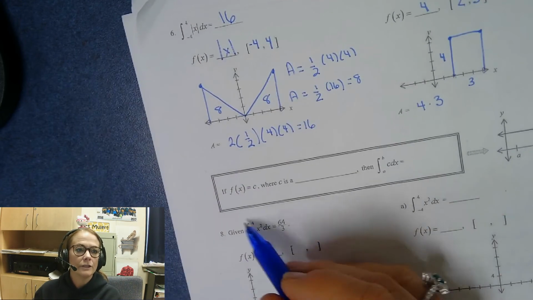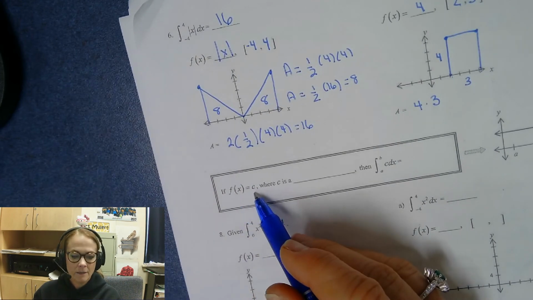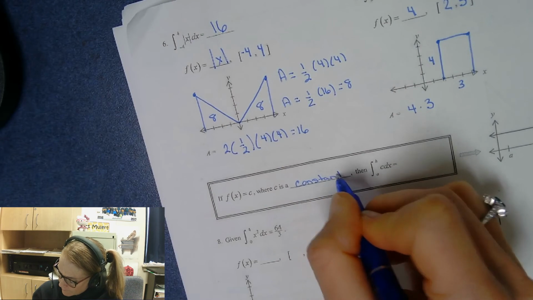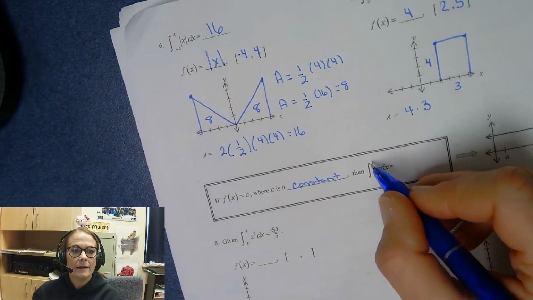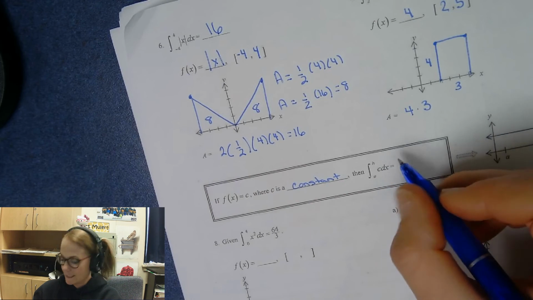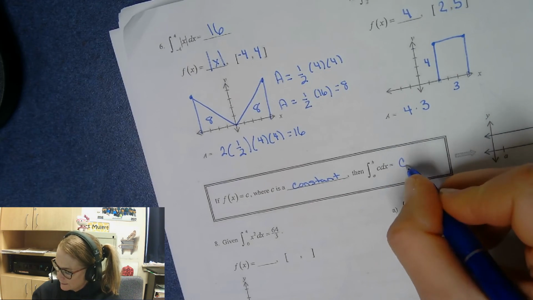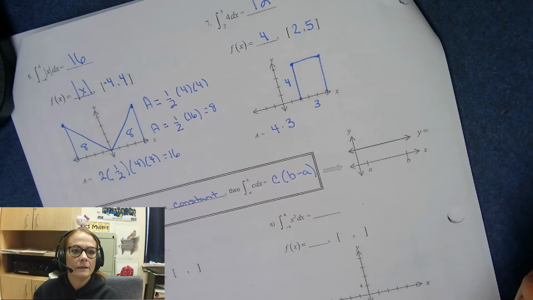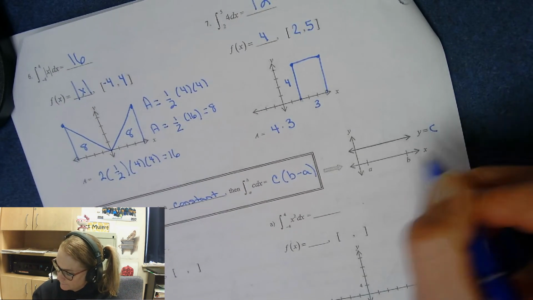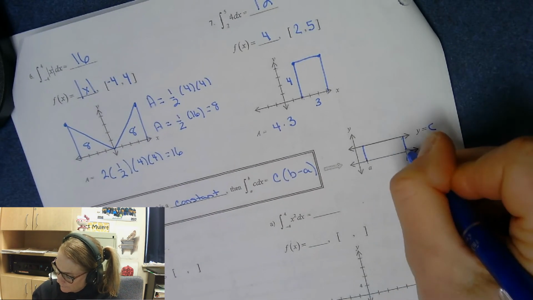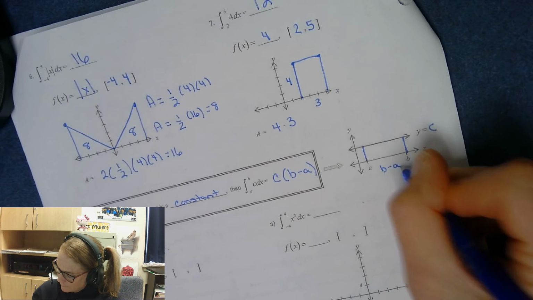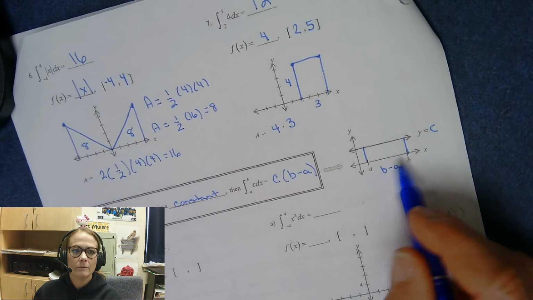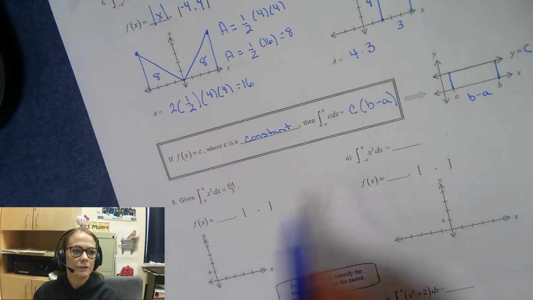So I have a little conclusion here. If f of x is a constant, where c is a constant, then the integral from a to b of this constant dx is just that constant times the span of the interval. All right, so y equal to c here, and you just are going b minus a is this base, and this c is this height or width and length or whatever dimensions you want to think of.